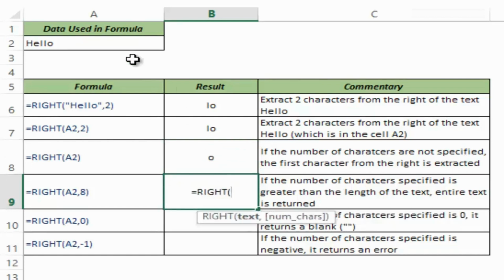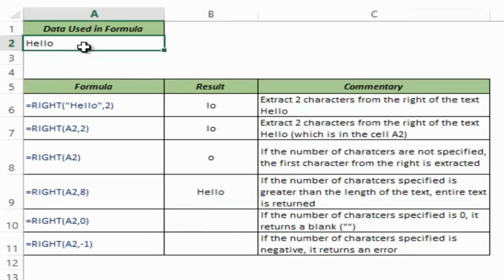In case I use the number of characters value which is longer than the total length of the string, then it returns the entire string. So in this case I'm using 8 as the number of characters while the entire string length of hello is 5. So it returns all the characters. If for example I write something here, say morning, then it would return the entire string.